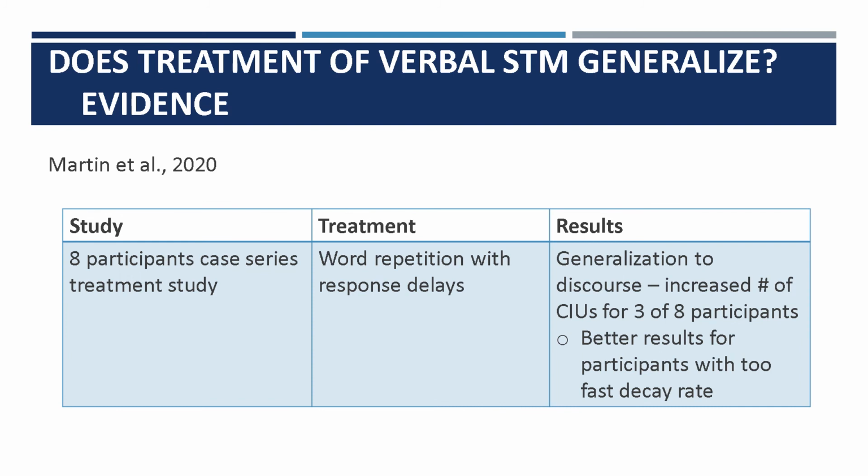In this study completed in our lab, we developed a verbal short-term memory treatment involving word repetition with response delays. Some of the participants showed improvement on discourse measures as determined by percent of communicative information units, an example of a far transfer. This treatment did seem to show better results for those who have a too fast decay rate.